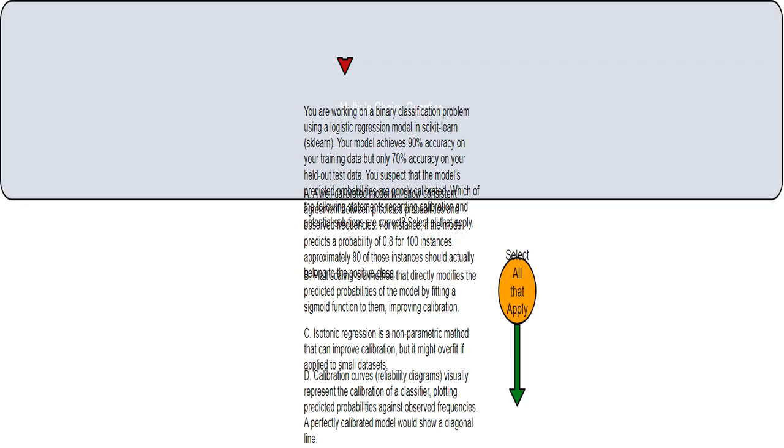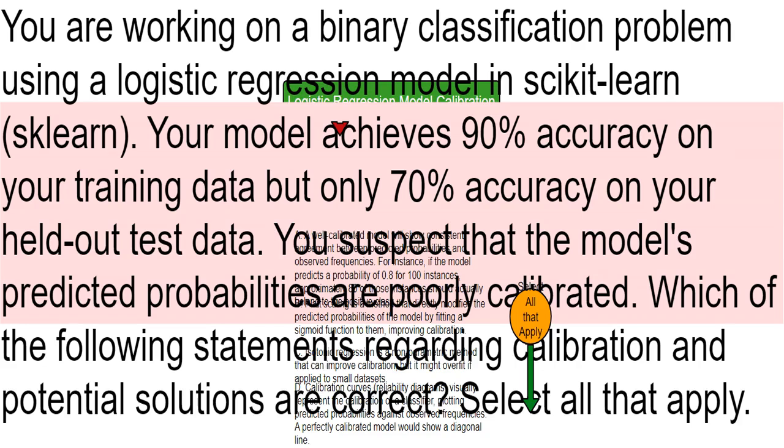Get ready to apply what you know about calibrated models and how to improve them. I'm giving you a scenario. You built a model, logistic regression, using the popular Sklearn library. It's performing great on training data, 90% accurate, but flops on new data, 70% accurate.